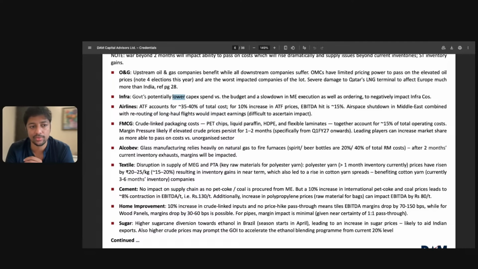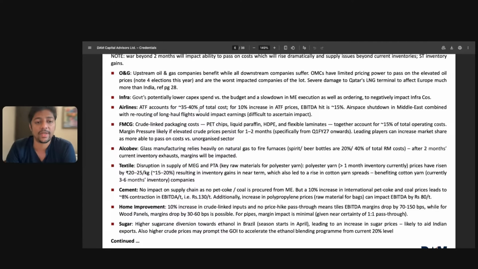So all of those issues start coming into the picture, right? Airline, I think we've already seen this. Airline fuel accounts for 35% of the total cost. A 10% increase in ATF gets a 15% EBITDA hit for all airlines, and that we have already started seeing. IndiGo recently started something called a fuel charge, where they are passing it on to every single customer.